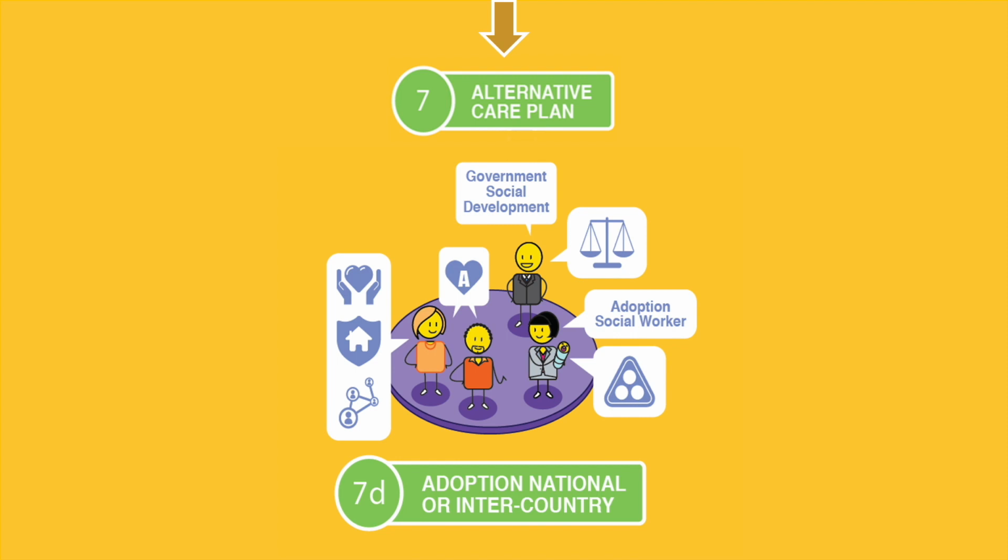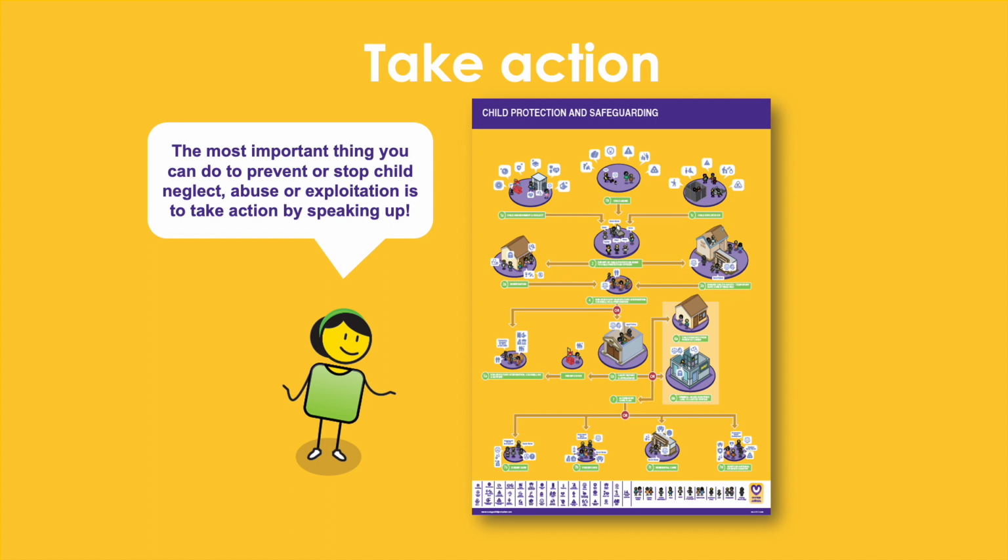The most important thing you can do to prevent or stop child neglect, abuse or exploitation is to take action by speaking up. If you are a child protection officer, such as a social worker, a police officer, a doctor or nurse, a teacher, a sports coach, a counselor, or a community or religious leader, you have a legal duty to report any suspicions of child neglect, abuse, or exploitation to the relevant authorities. If you do not report your suspicions, you can be prosecuted for your lack of action.